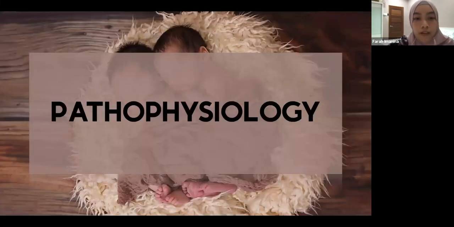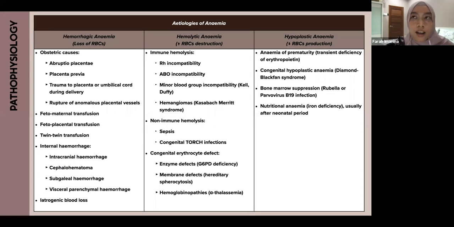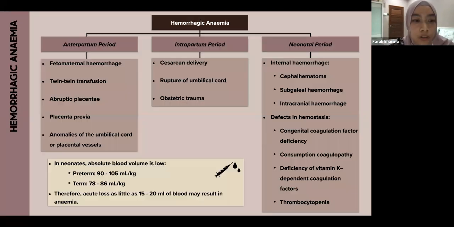Now let's look at the pathophysiology. Basically there are a lot of potential causes for neonatal anemia, and to make it easy, we can divide them into 3 big groups. First, hemorrhagic anemia, due to blood loss. Then hemolytic anemia, due to increased RBC destruction, and also hypoplastic anemia, due to decreased production of RBC. As listed here, there are a lot of causes, but for today I will only talk briefly about some of them. Let's look at the first group, hemorrhagic anemia.